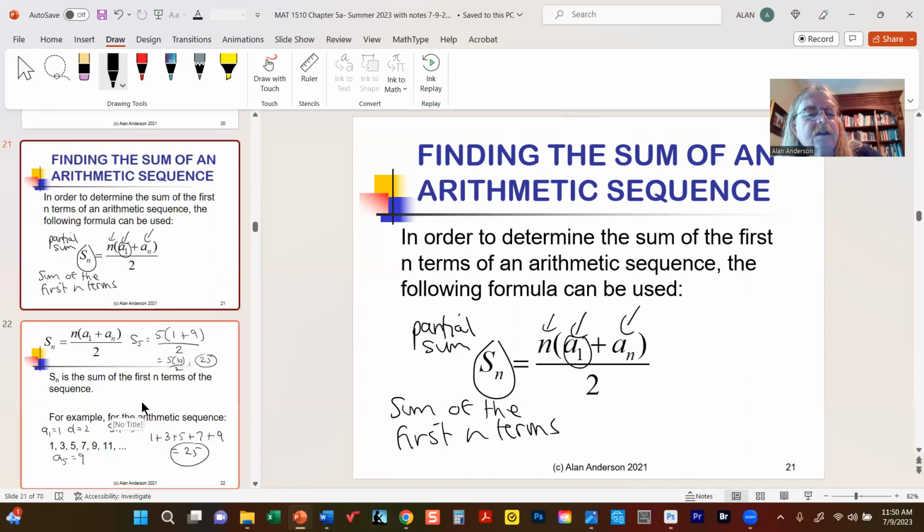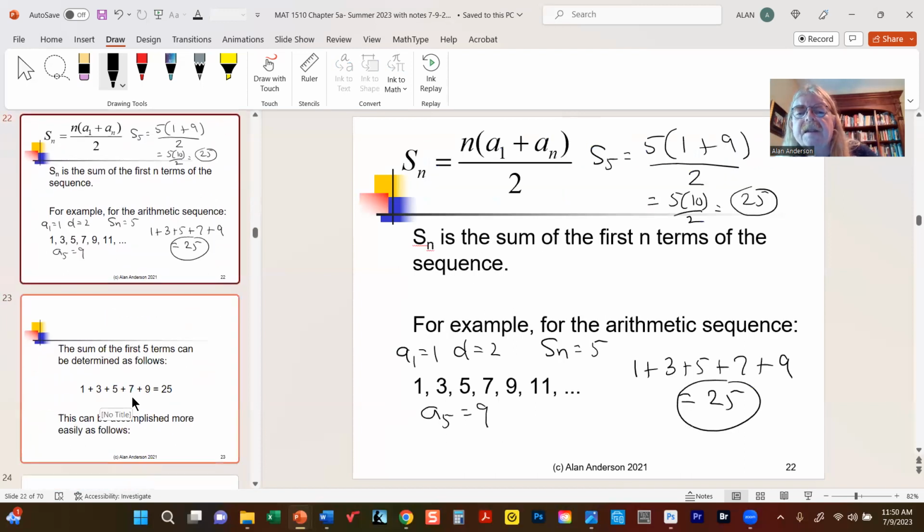So let's take a look at this case. The sequence is 1, 3, 5, 7, 9, 11. So the first term is 1. The common difference is 2. And so if we want to know the sum of the first 5 terms, we need to know A5. And you can see by just looking at these that it certainly is the 9, but what you could also do is use this formula.